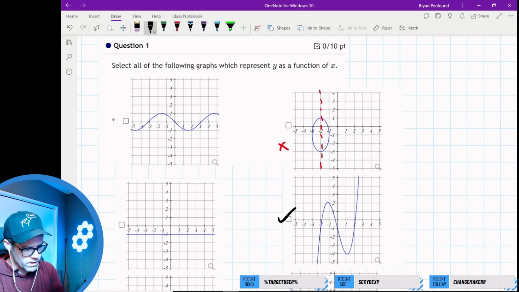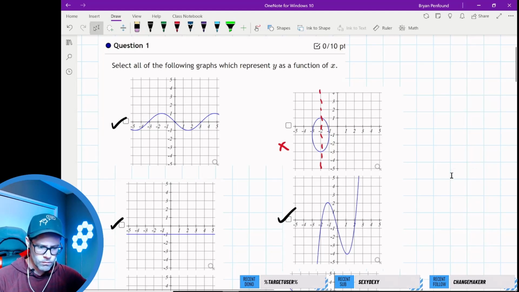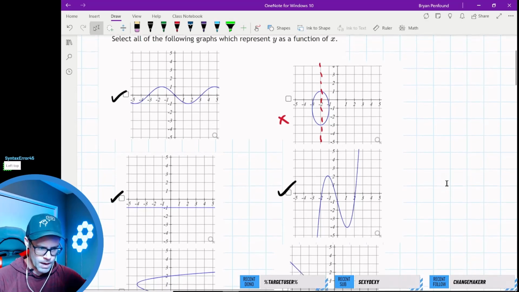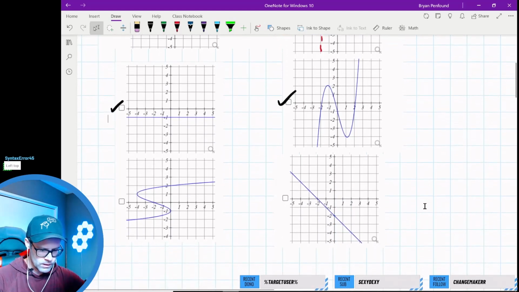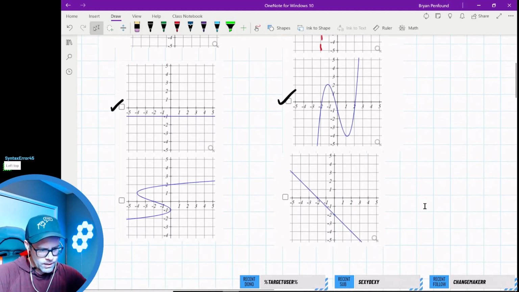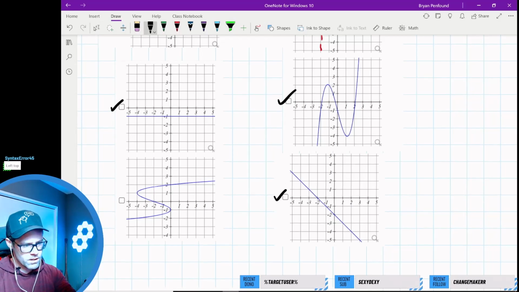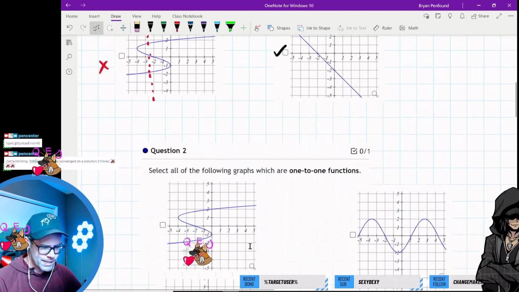But I think all of these other ones look like functions to me. Those should be okay. Yeah, left top, absolutely. That's like a sine wave, kind of like an upside down sine wave. So that one should work. And then here at the bottom, this one looks like it's going to be okay. That one should pass the vertical line test, but I don't think that this one will. Nice and easy warm-up question.